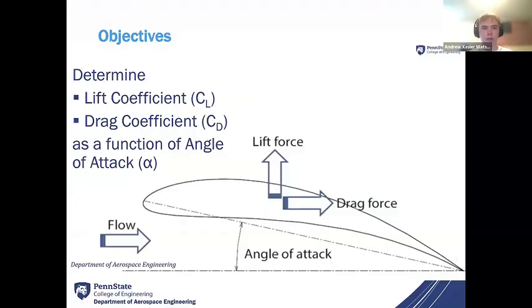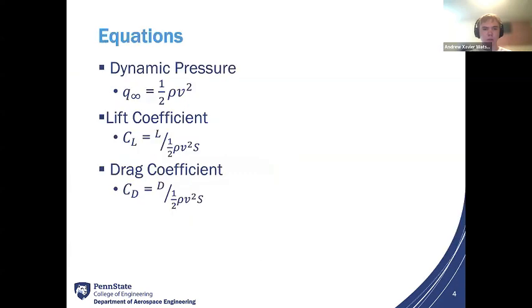Now, our objective of this experiment was to derive the three-dimensional lift and drag force coefficients of the wing models as a function of angle of attack. In order to do this, we first derived the dynamic pressure, which was calculated using the velocity and density of the flow inside the wind tunnel.